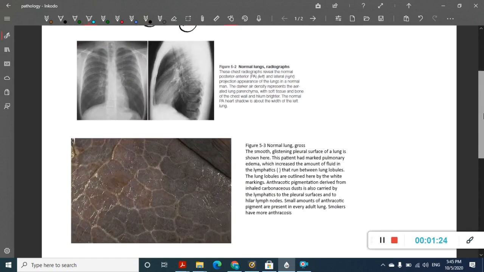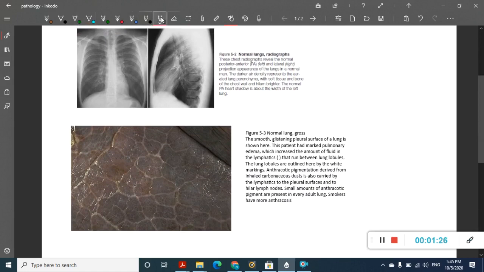The second picture is the X-ray of the lung. This is the posterior anterior view of the lung, and this is the lateral view of the lung. Here you can see the spine clearly. This is the heart. These are the ribs, and you have to count the ribs anteriorly. And this is the lateral view.